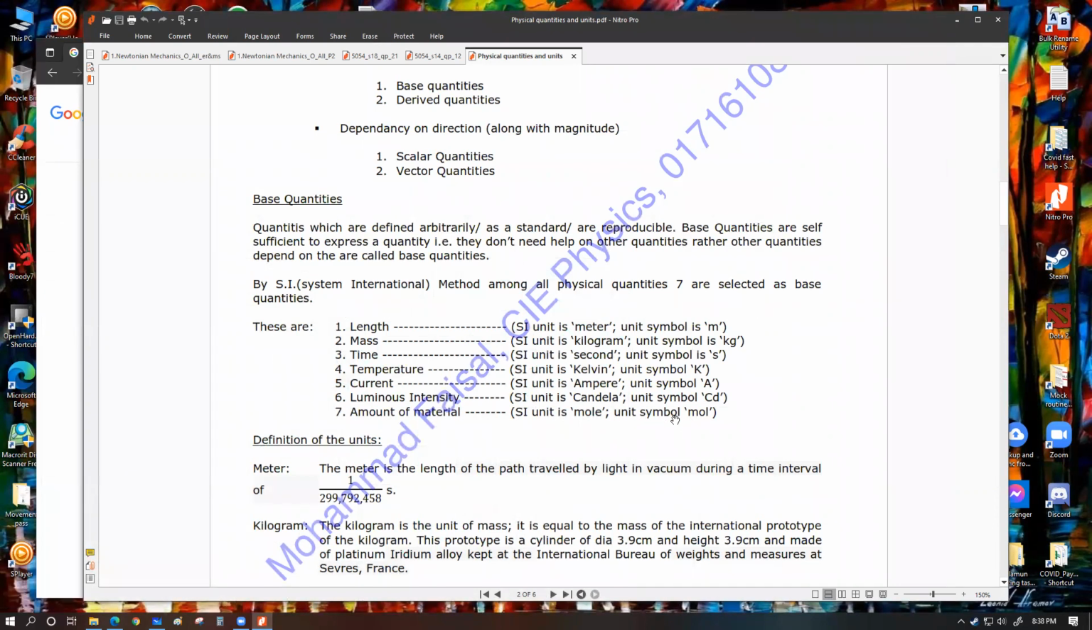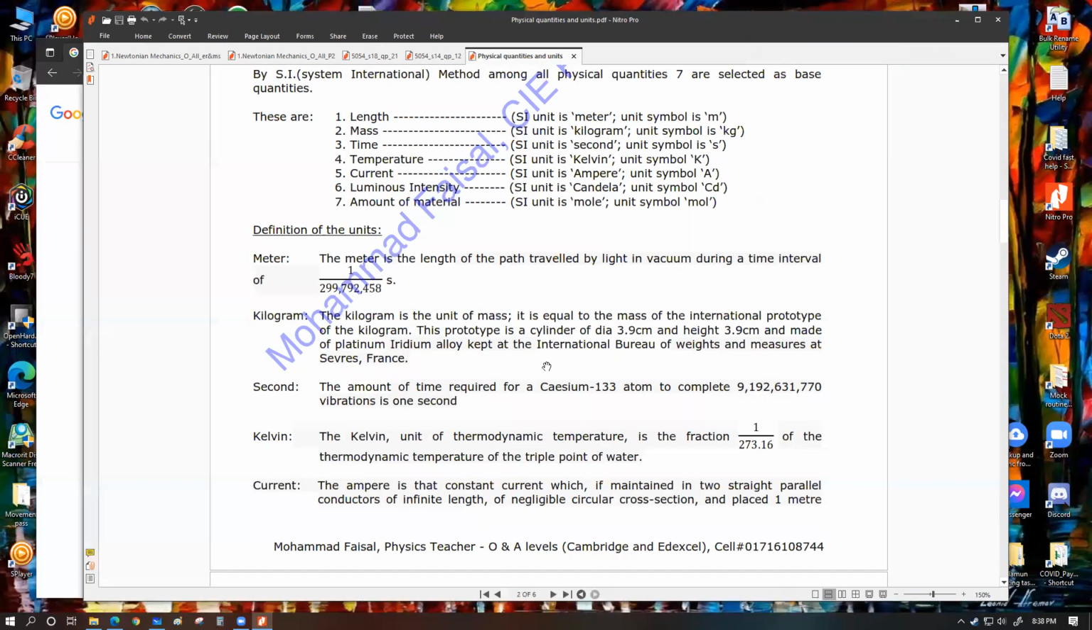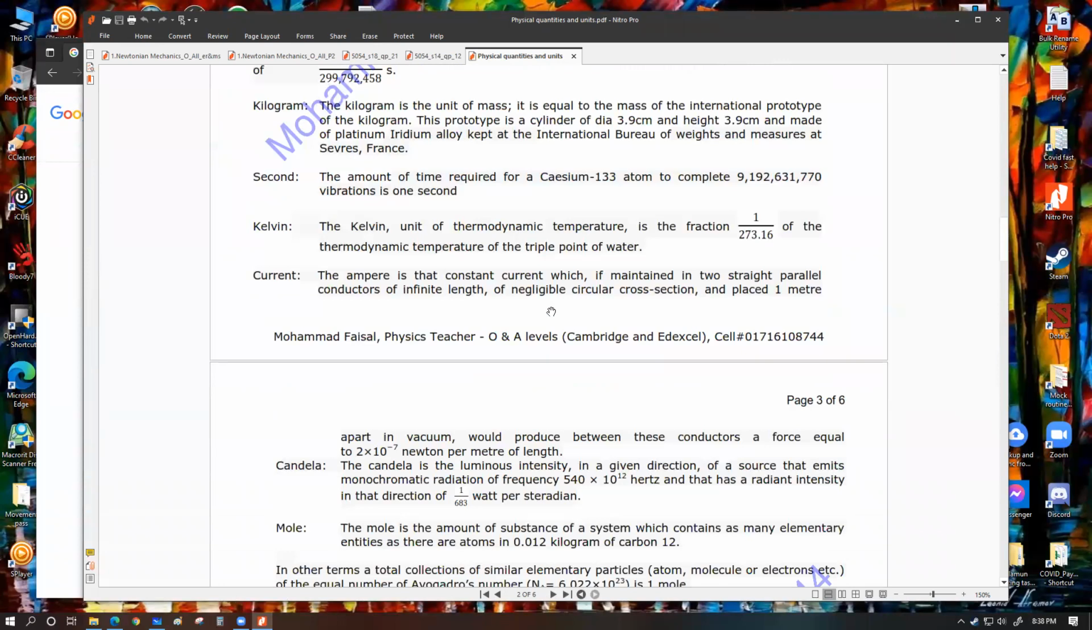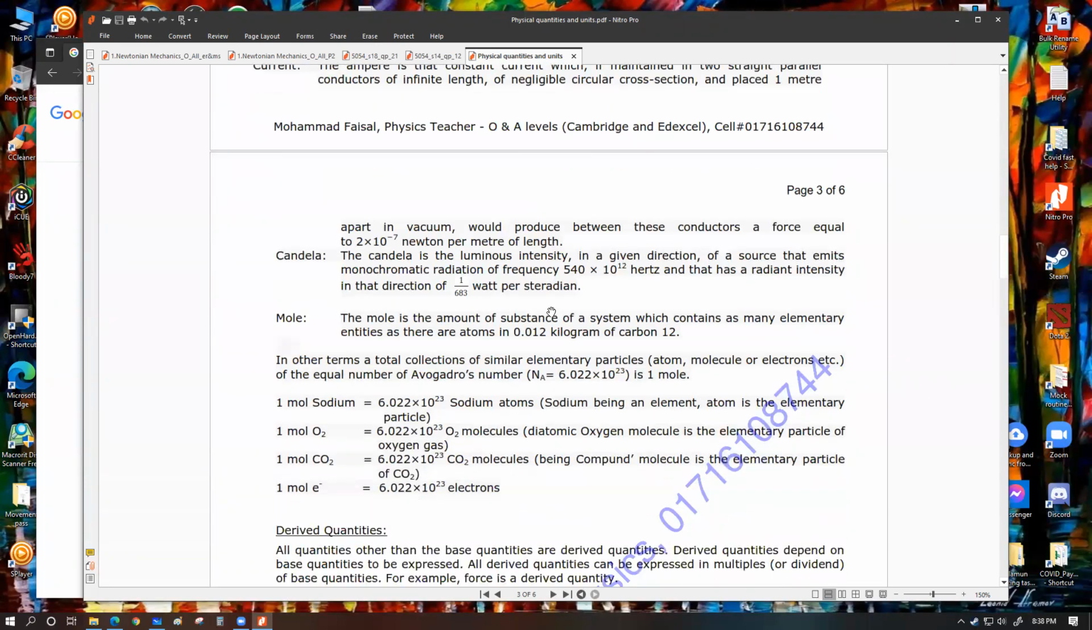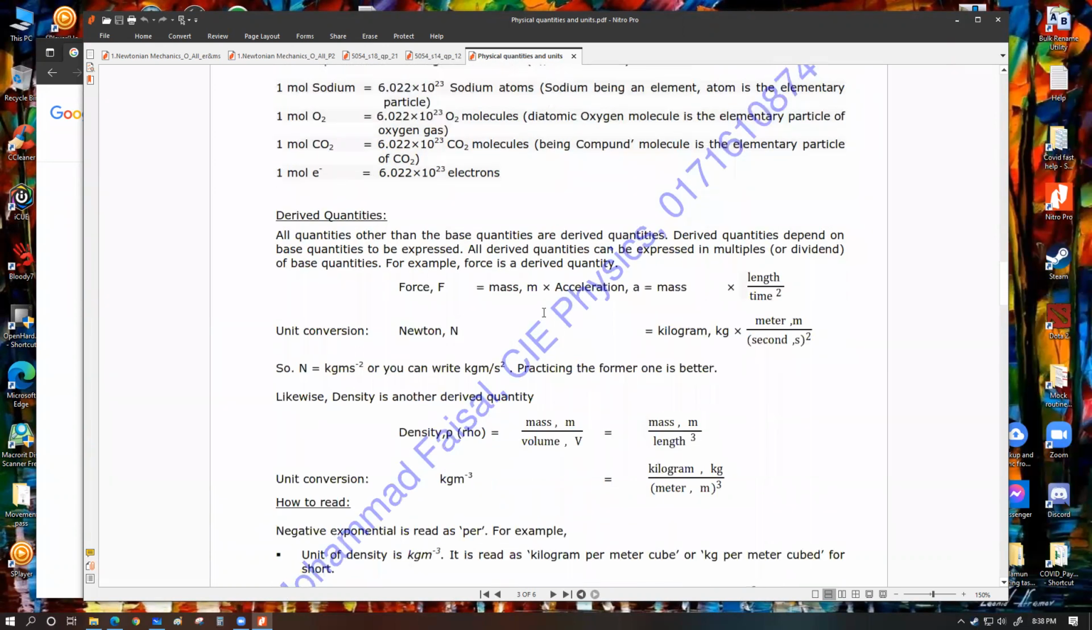Symbol-এর মধ্যে শুধু ই টা বাদ দেওয়া হয়েছে। মোলের কনসেপ্টটা বুঝছো? Yes, sir. কতগুলো আছে, এটা হচ্ছে মোলের বেসিক কনসেপ্ট, how many. এখানে এই ডেফিনিশনগুলি দেওয়া আছে, ডেফিনিশনগুলি তোমাদের লাগবে না, আমি জাস্ট দিচ্ছি, just if you are interested to learn about those things, it's up to you. And then we have some examples for derived quantities.